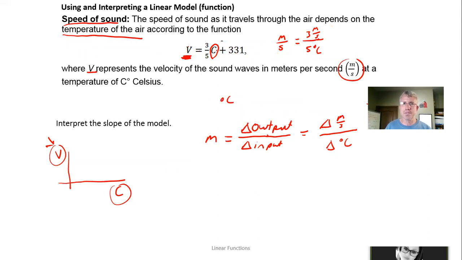Times degrees Celsius, plus 331 is what? It's the vertical intercept, right? So it has units too. The 331 is the speed. It's an input of 0, output 331 meters per second.